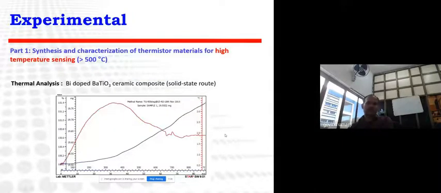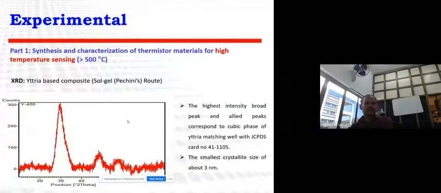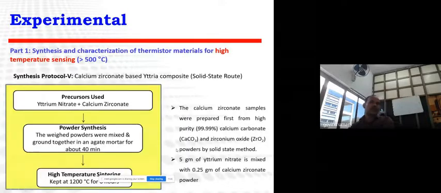Then we also see the TG. Another yttria-based composition we also synthesized by the sol-gel technique, and then we see the XRD, a high intensity, broad peak corresponding to the cubic phase, which was well matching with the JCPDS data, and then the smallest crystallite size observed is 3 nanometer.